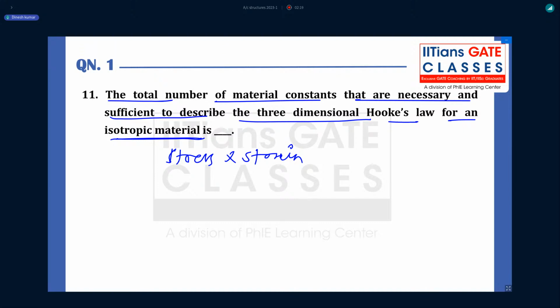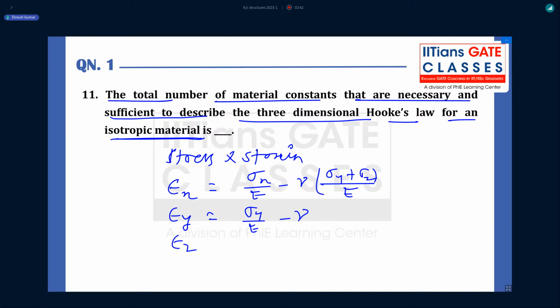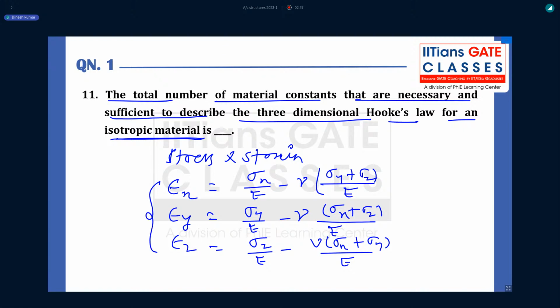The relationship between stresses and strain for isotropic material is given by how? You can write strain in terms of stresses: epsilon x is sigma x by E minus nu times sigma y plus sigma z by E, and epsilon y is sigma y by E minus nu times sigma x plus sigma z by E, and the third relation is epsilon z is sigma z by E minus nu times sigma x plus sigma y by E. So these are three relationships between normal stress and normal strains for isotropic material.